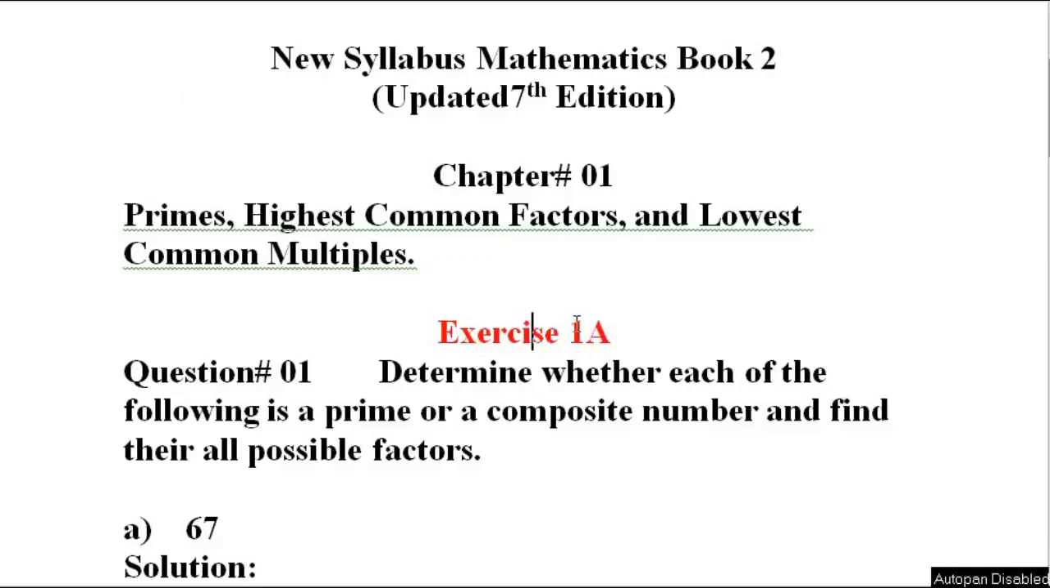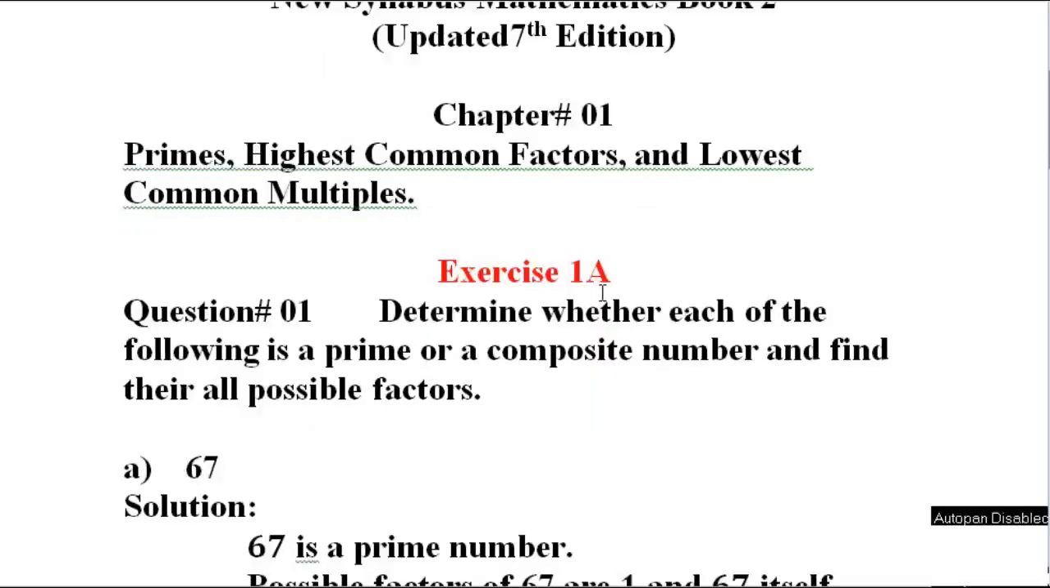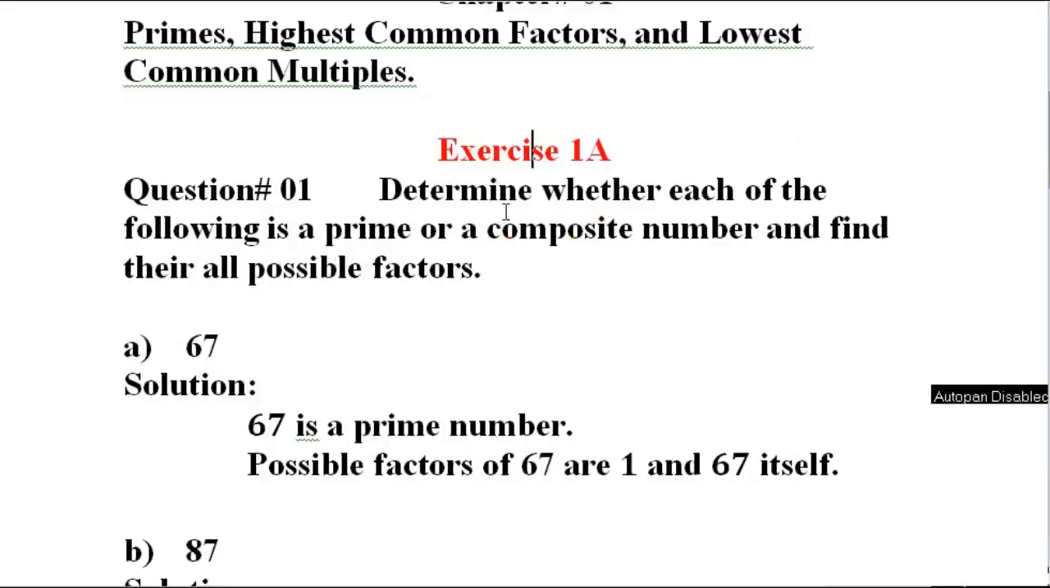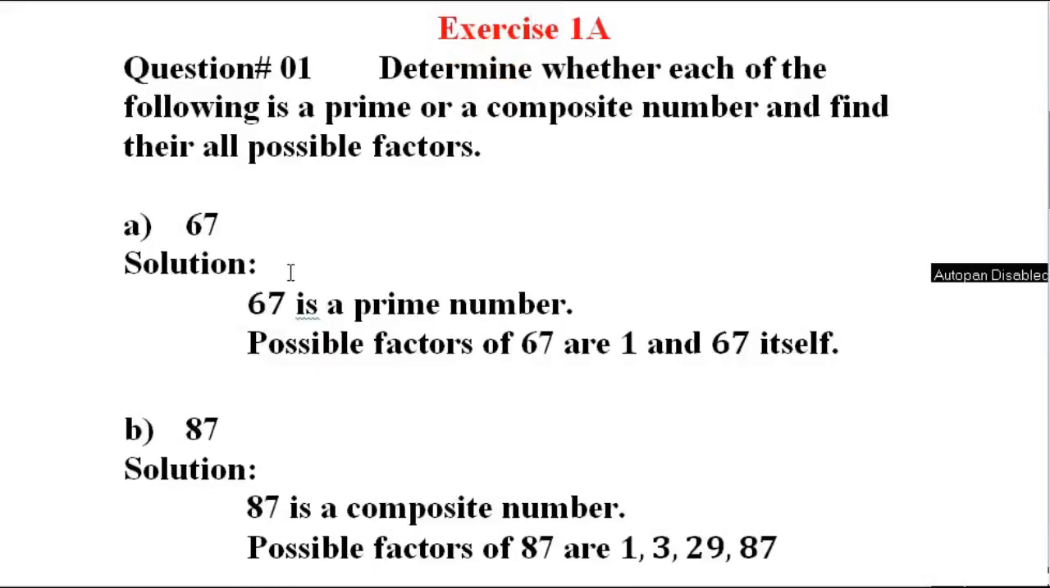In this video, I'm going to solve question number 1 from the New Syllabus Mathematics Book 1, updated 7th edition. Chapter number 1, Primes, Highest Common Factors and Lowest Common Multiples. Exercise 1A, question number 1. Determine whether each of the following is a prime or a composite number and find all their possible factors.